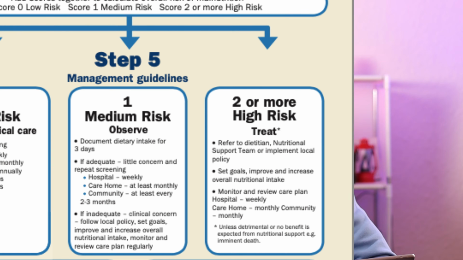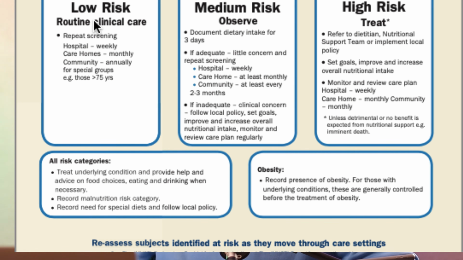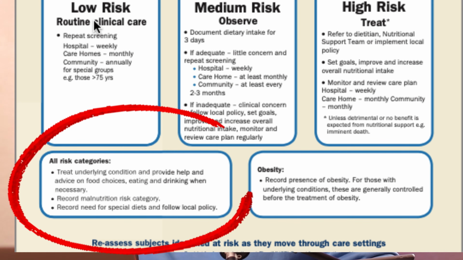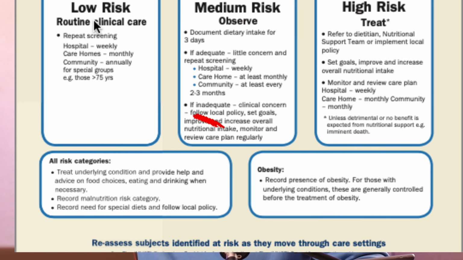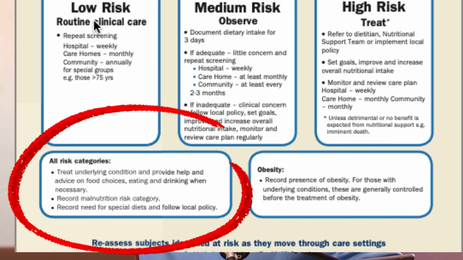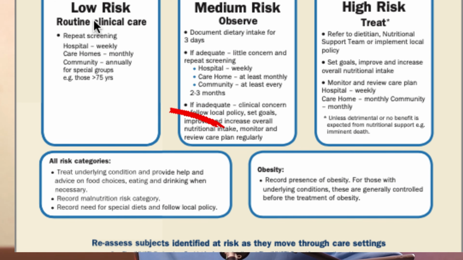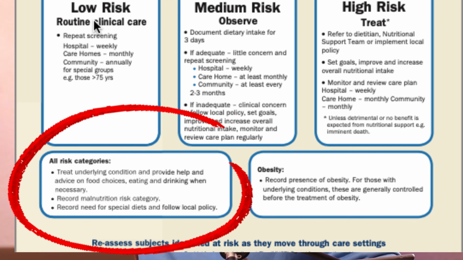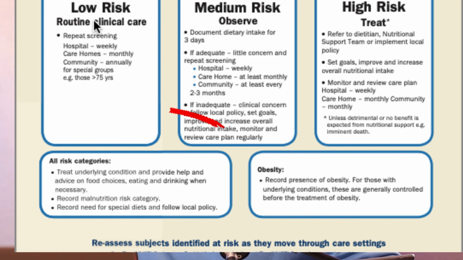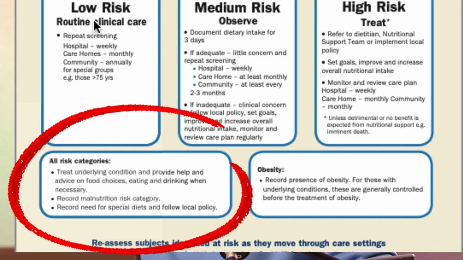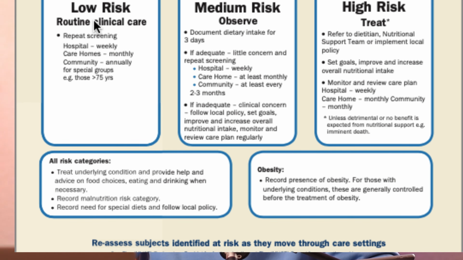Now, when you come down there, you can also see that they say that for all categories, you have to do this, which is I have to treat any underlying condition and provide help and advice on food choices, eating and drinking when necessary. Then I record the nutritional risk category, and then I'll also record the need for special diet and follow local policies. In this place, it's not going to apply because Mr. Enosh is still in the community. So now I am done with all this.